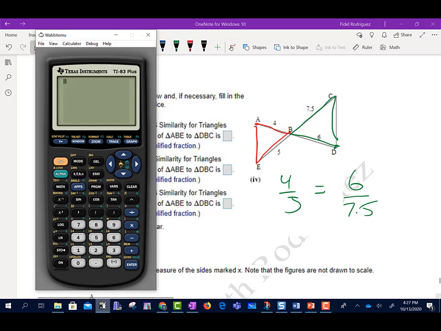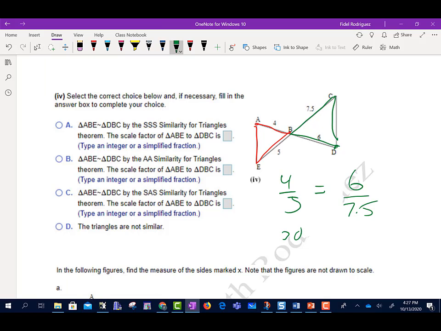Okay, so let me grab my calculator and let's cross multiply. So we're going to take 4 times 7.5, and that's giving me 30. And I know that 5 times 6 is also going to give me 30, so my triangles are similar. And because we're comparing the red triangle to the green triangle, our scale factor is going to be 4 over 6, which I can reduce to 2/3.